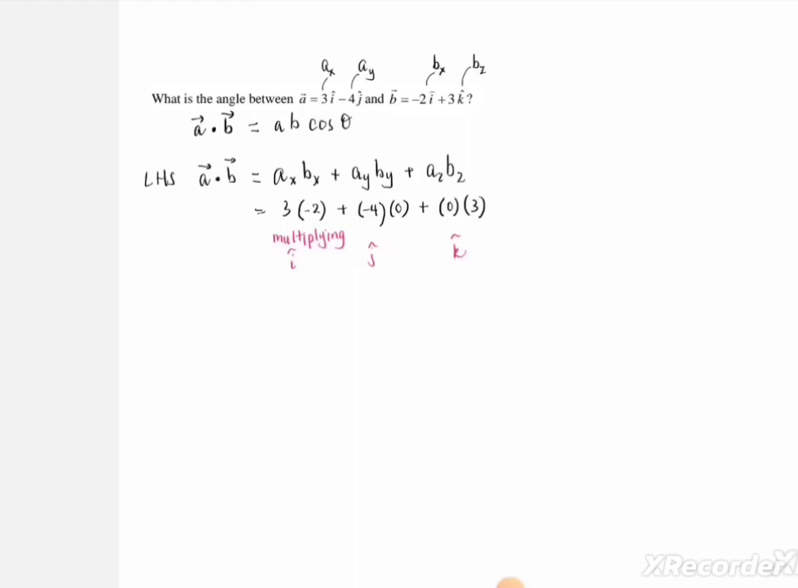Now let's look at the right hand side of the equation. So if you look at that first, there's 0 here, 0 here, so it's 3 times negative 2, which is negative 6. So going back to the right hand side, we have to have A B cosine theta. So let's find A and B separately.